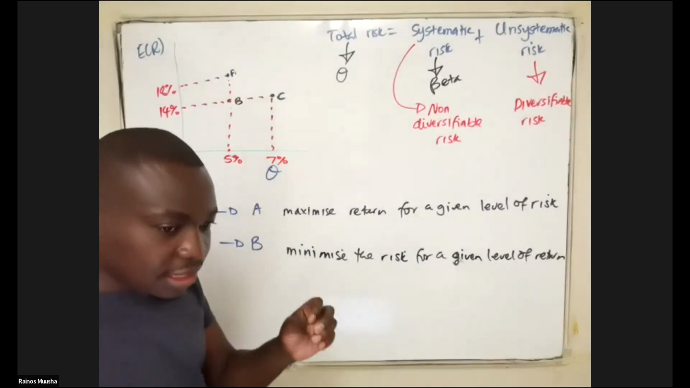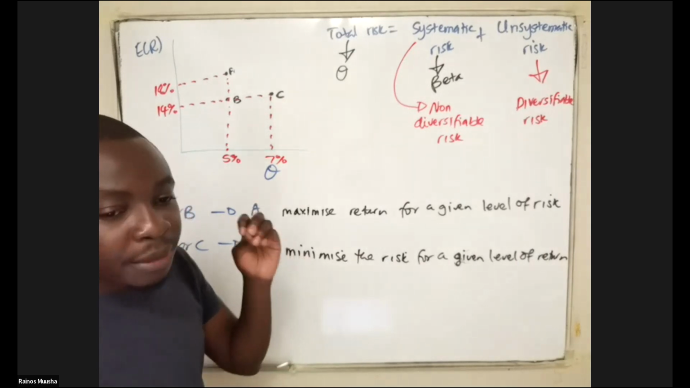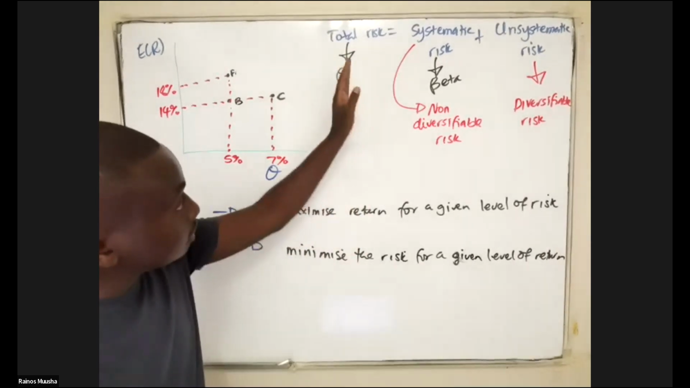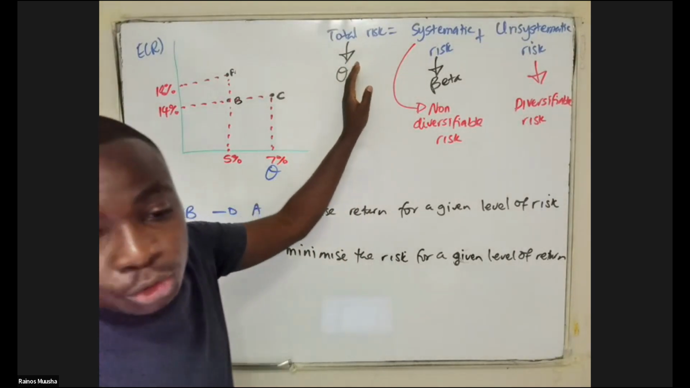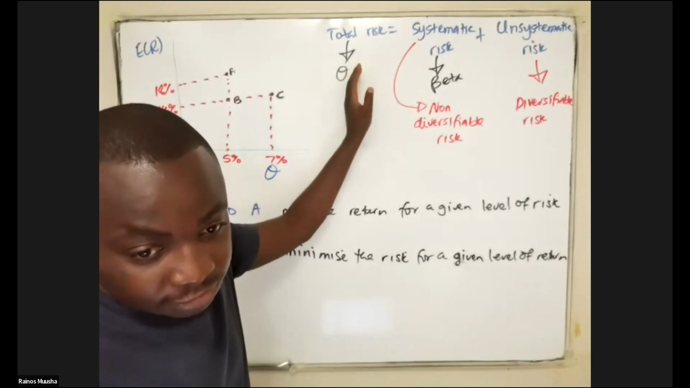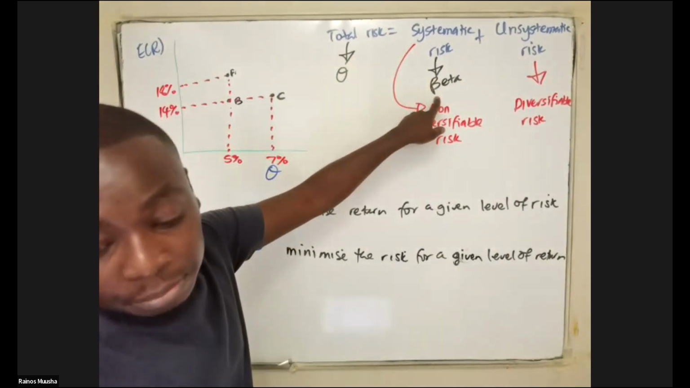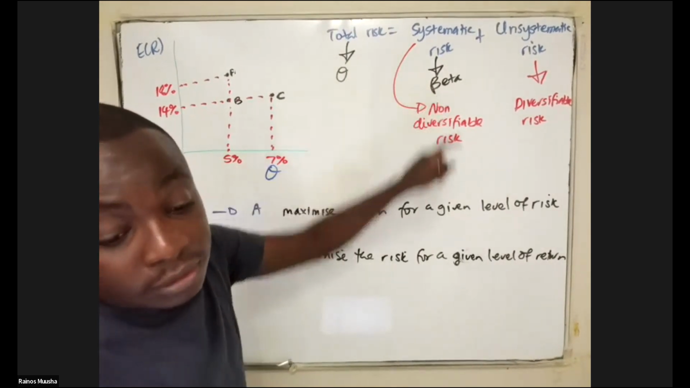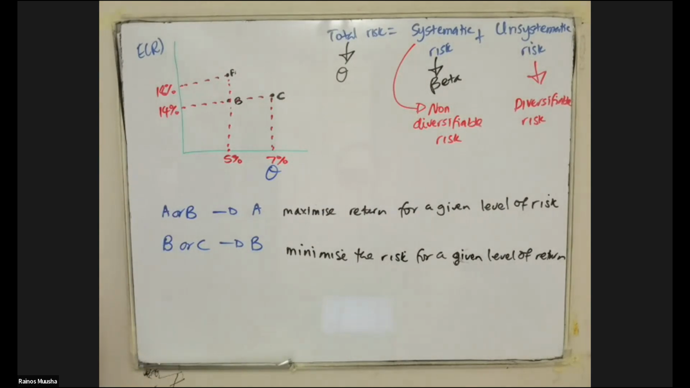So the question now becomes, the relevant measure of risk for total risk is standard deviation. If you assume that your portfolio is fully diversified, then you can now use the what? The beta as the relevant measure of risk. Are we together there?